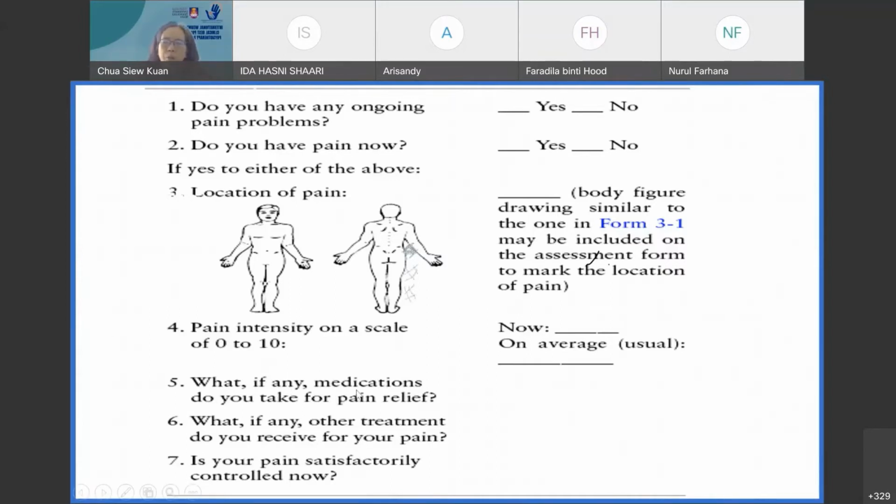Do you take any medication to relieve it? Easing factor: what are the things that make it better? Then you have to ask the easing factor and aggravating factor. What, if any, other treatment do you receive for your pain? So this is the way you practice and try to interview the patient with this kind of statement. If your pain is satisfactorily controlled now, it means your pain is well improved, constant, and never progresses worse. That's the kind of interview.